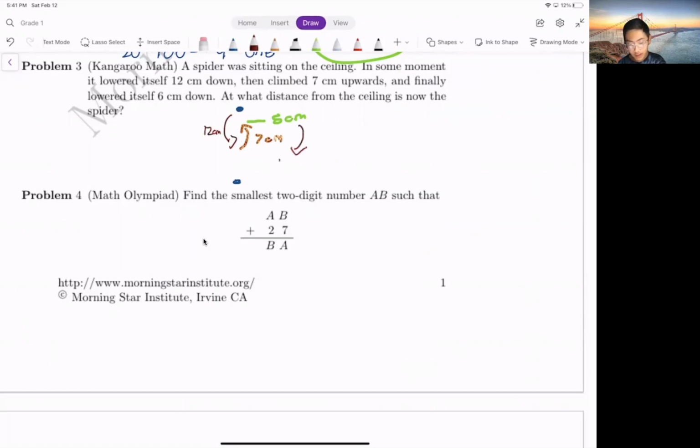That would just give us 11 centimeters, because it's already at 5 centimeters down from the ceiling and lowered itself another 6 centimeters down. That should just be 11 centimeters. So at what distance from the ceiling is now the spider? The answer is 11 centimeters.